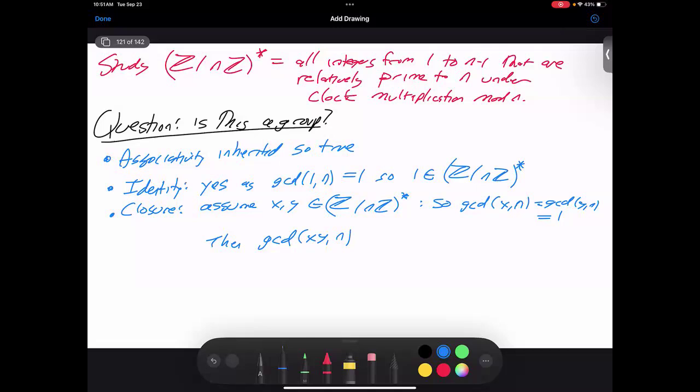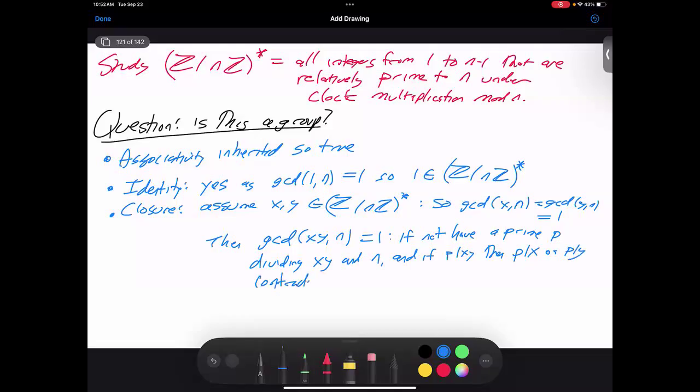So if not, we have a prime p dividing x times y and n. And if p divides x times y, then p divides x or p divides y, contradicting the relative primality.